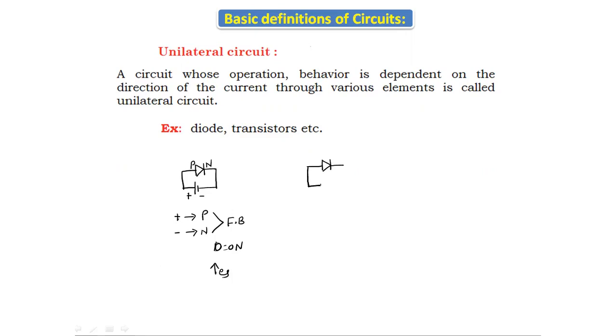Okay, now I am interchanging the battery terminals. Before, it was plus and minus. Now it is minus to plus here. This is the minus terminal of the battery, and this is the plus terminal of the battery. Okay, this is the positive P type and this is the N type.